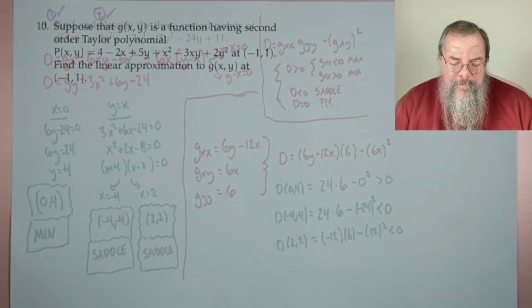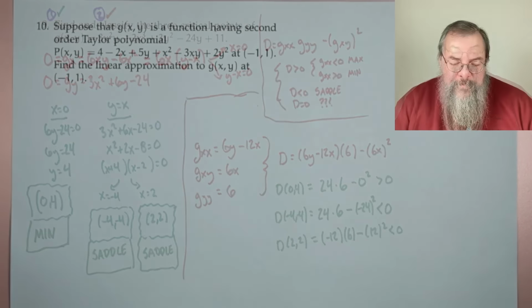Suppose that g of xy is a function having second-order Taylor polynomial P of xy is this expression at negative 1, 1. Find the linear approximation to g of xy at negative 1, 1. Now you might say, oh, well, that's easy. I just have to do the part that looks like a plane, right? It's there, right? Right?